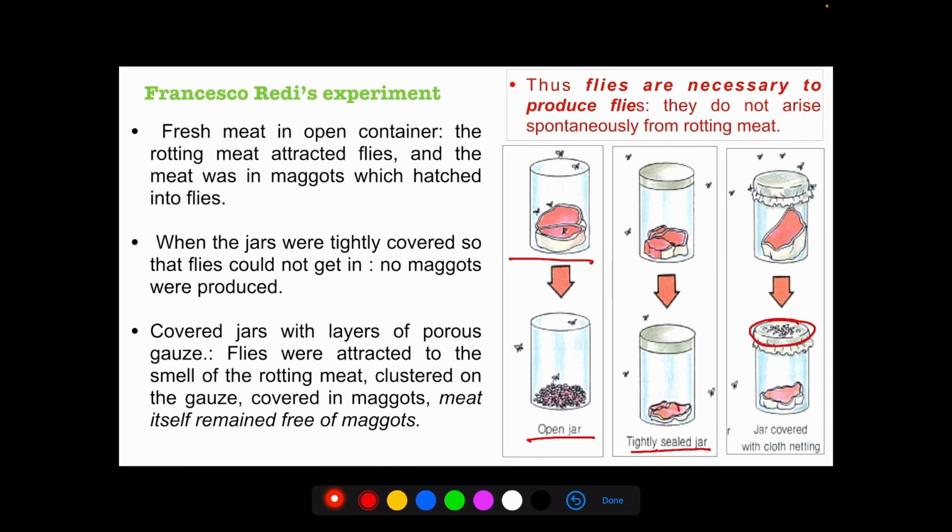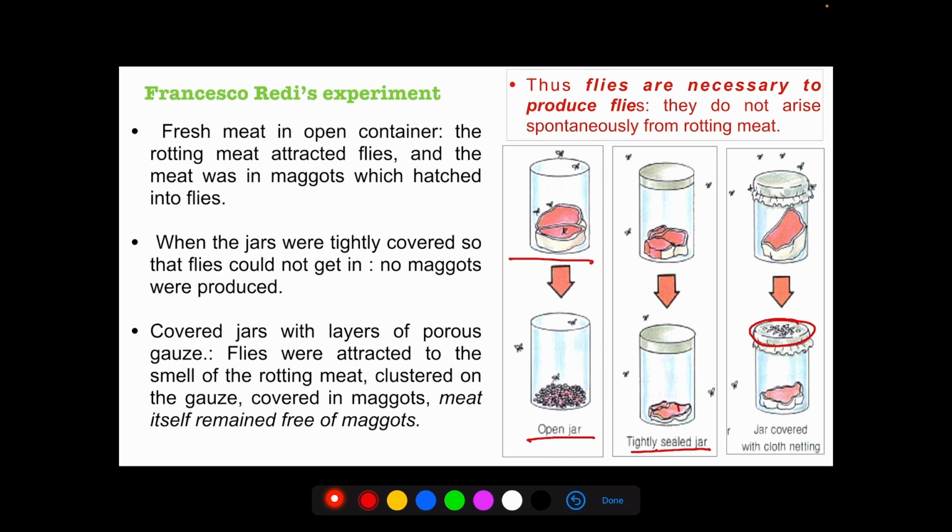Then finally, he covered the jar with a porous gauze. But since air could enter, the flies were attracted to the smell of the rotten meat. And so they clustered on the gauze and maggots were produced. But the meat itself inside the container was free from maggots.